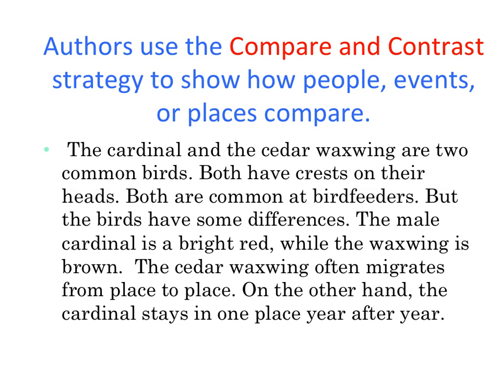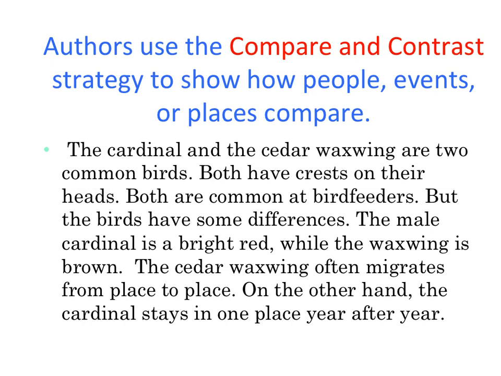The cardinal and the cedar waxwing are two common birds. Both have crests on their heads. Both are common at bird feeders. But the birds have some differences. The male cardinal is a bright red, while the waxwing is brown. The cedar waxwing often migrates from place to place. On the other hand, the cardinal stays in one place year after year.